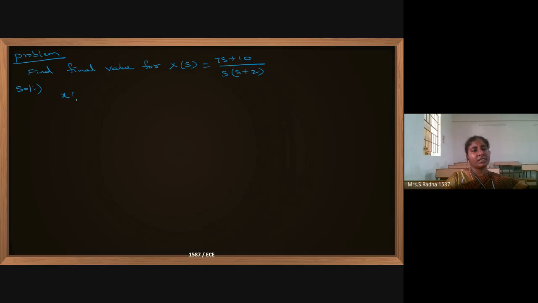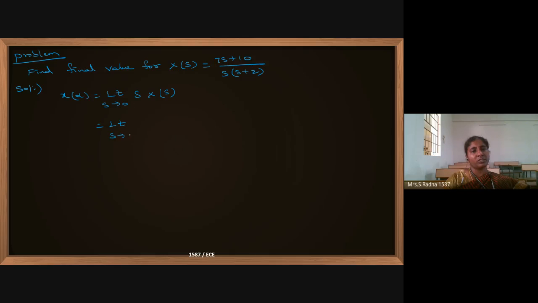Now I am going with a problem. Find the final value for x of s equal to 7s plus 10 divided by s into s plus 2. Okay, so now what is the formula? Coming to the solution, what is the formula? X of infinite equal to limit s approaches 0, s into x of s. X of s is given in the question.